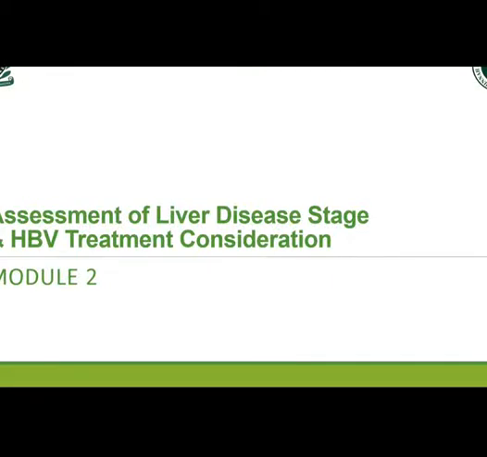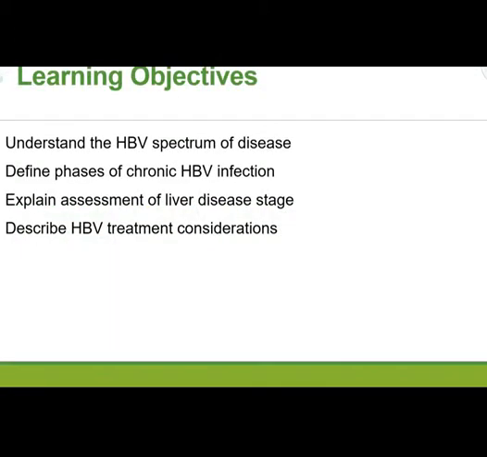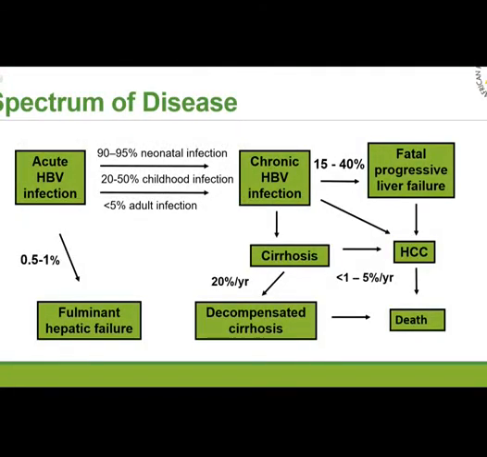Now we are going to talk about the assessment of liver disease stages and hepatitis B virus treatment. So these are our learning objectives. The spectrum of disease: we have acute infection, and in adults, most of them clear it. In children, most of them go into the chronic state. In between, around 20 to 50% go into the chronic state.